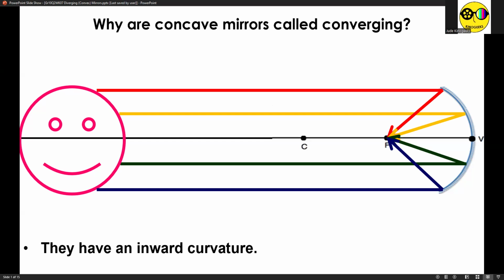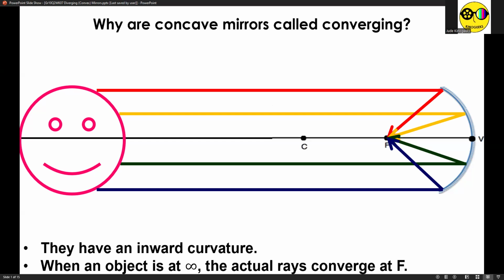So aside from the inward curvature, concave mirrors are called converging because when an object is at infinity, no, way beyond C or way beyond the reaches of curvature, the actual rays converge at the focus, or in this case, it's letter F.